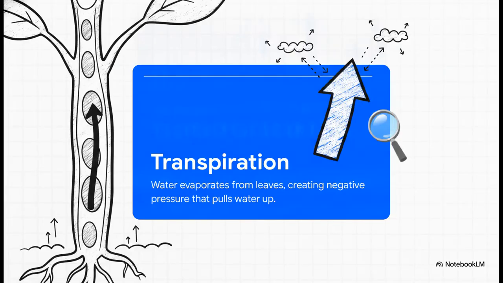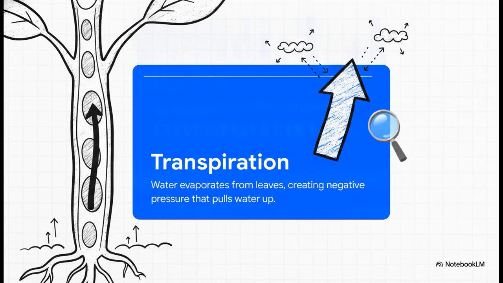Let's explicitly define what's causing that massive spike. Transpiration is the process where water evaporates directly from the leaf surfaces. Look at the water vapor physically exiting the leaf there. This evaporation is absolutely crucial. Not only does it cool the plant down, but it creates negative pressure.